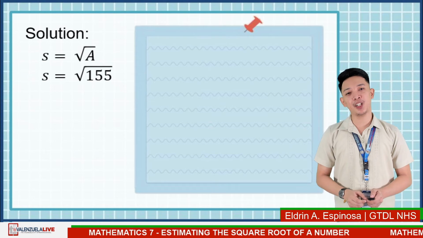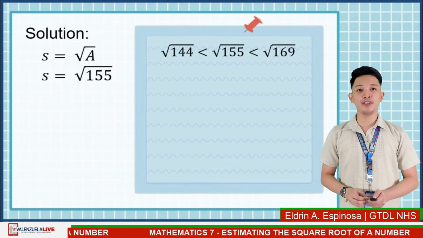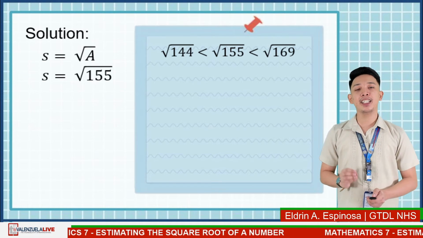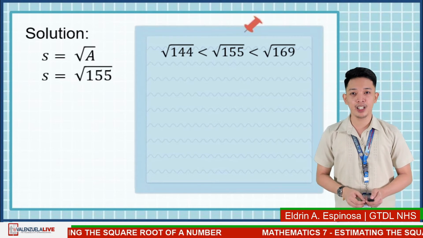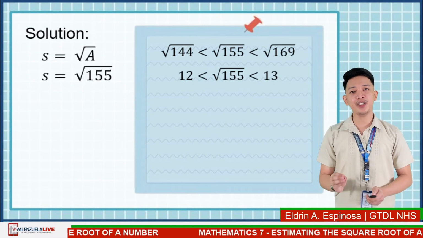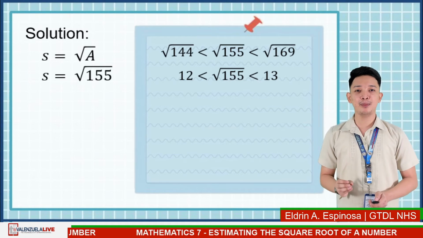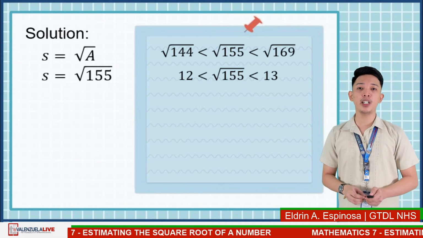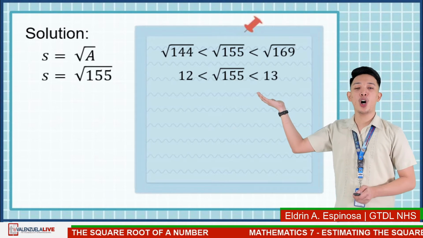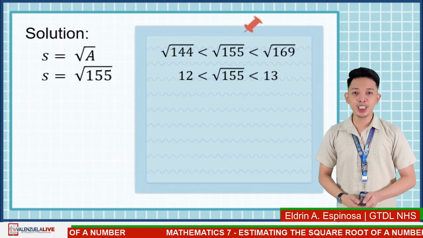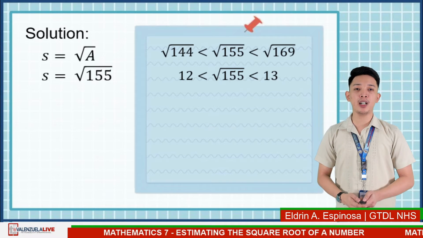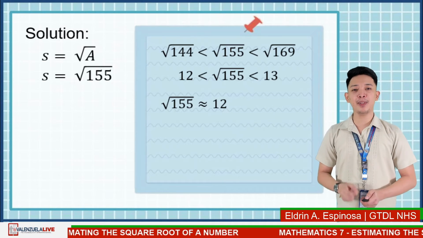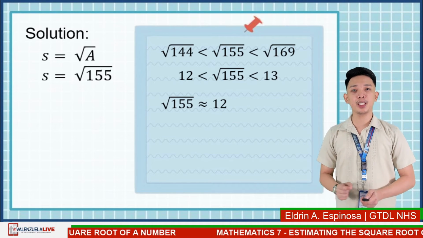Using the 4 steps earlier, square root of 155 is greater than the square root of 144, but less than the square root of 169. Therefore, the square root of 155 is greater than 12, but less than 13. 12 is the square root of 144, and 13 is the square root of 169. At this point, we can say that the whole number part of square root of 155 is 12. It is approximately equal to 12 point something.